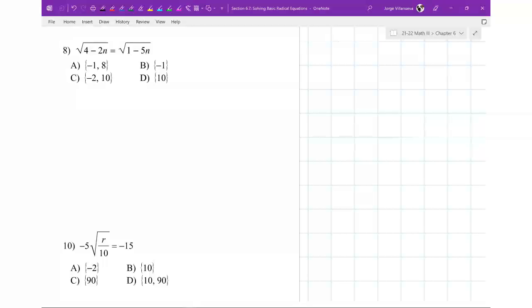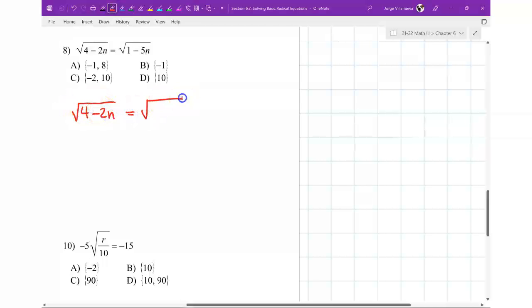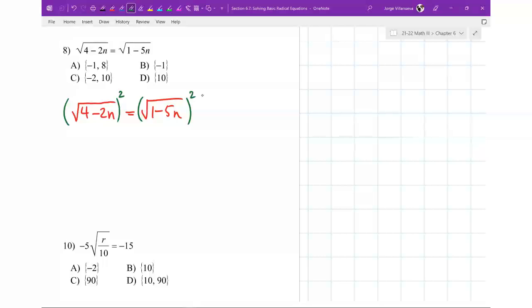Now you see a big old expression on both sides, right? Square root on one side, square root on the other. So now it looks like it might be a lot more complicated, but in reality, it's not. We're going to do what we've always done, which is square both sides. In squaring both sides, both of the square roots will disappear. So what's left on the left side is 4 minus 2n. And what's left on the right side is 1 minus 5n.